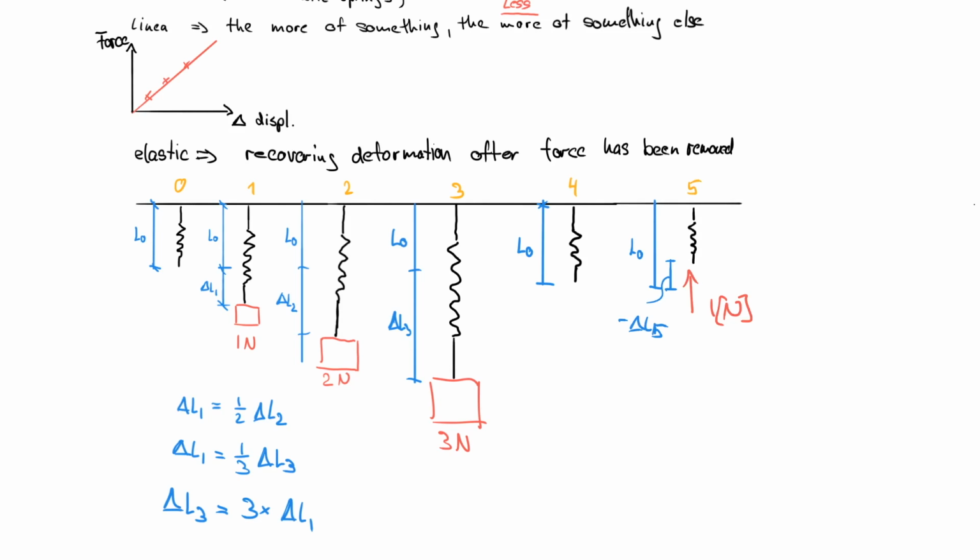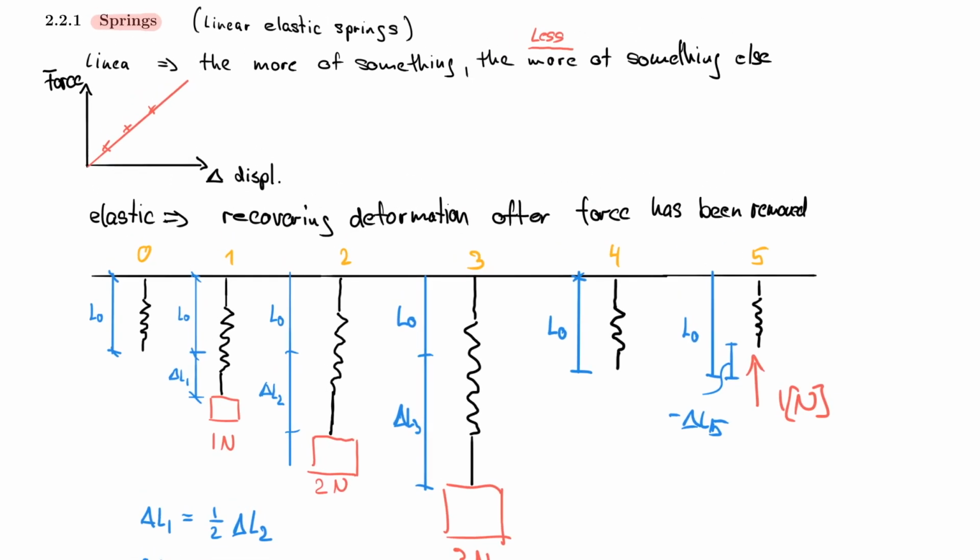And because the spring is linear elastic, if that is 1 Newton, then this stretch delta L1 would be equal to the negative delta L5. So they stretch in the same direction. And that is really the definition of a linear elastic spring.